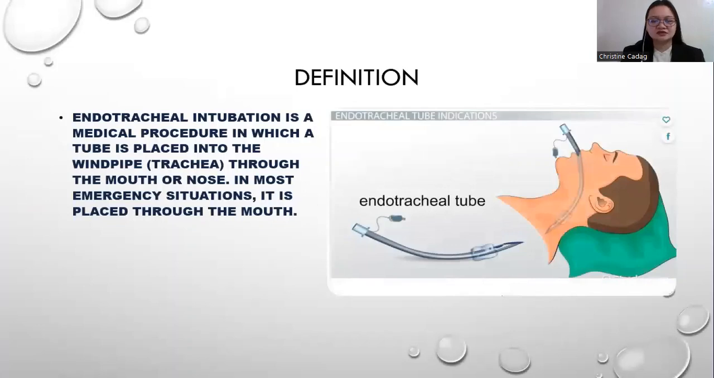So what is endotracheal intubation? This is a medical procedure in which a tube is placed into the windpipe or trachea through the mouth or nose. In most emergency situations, it is placed through the mouth. This is how an endotracheal intubation looks like, as you can see on the right side.